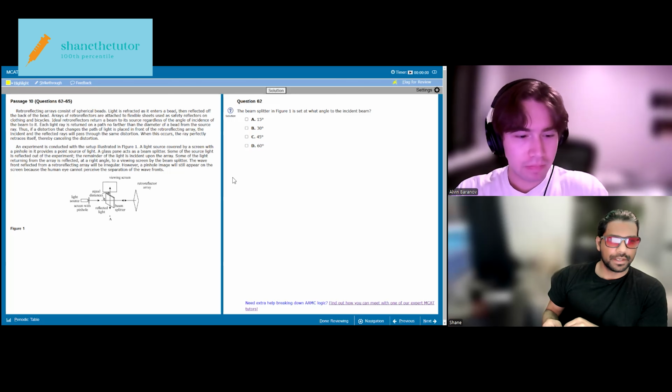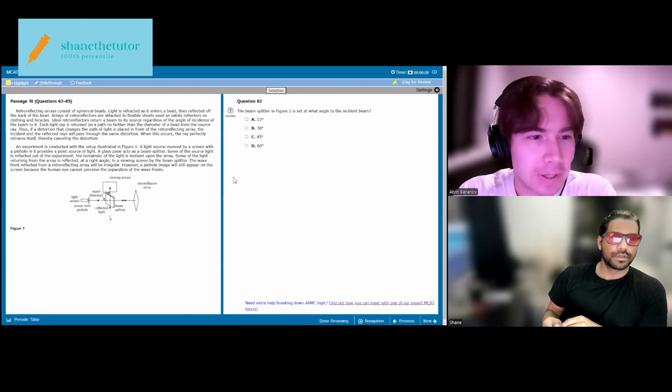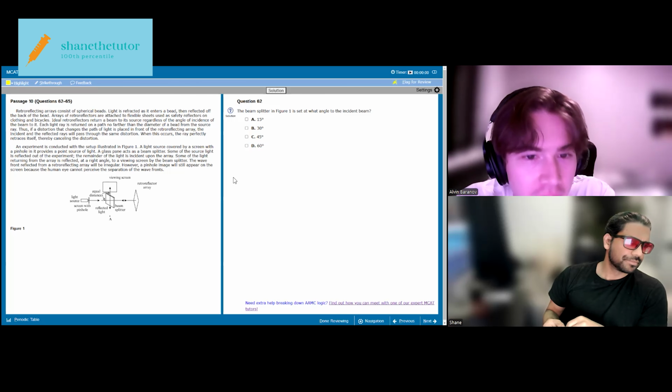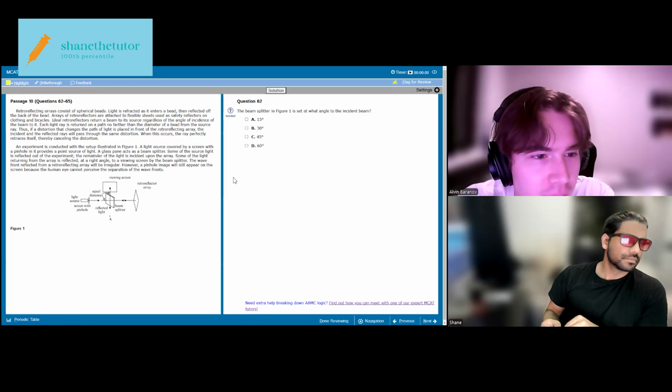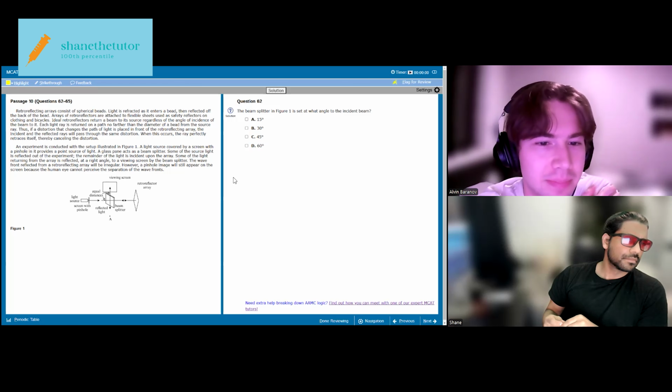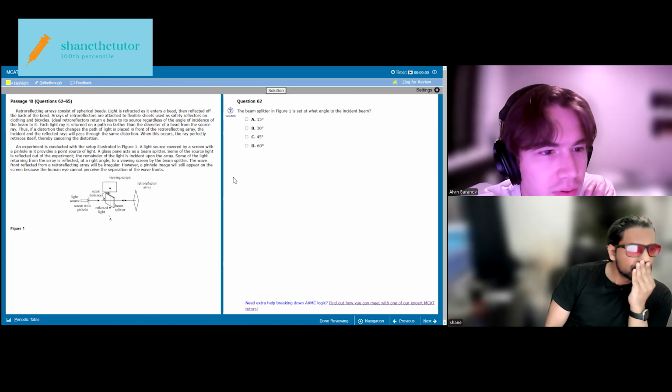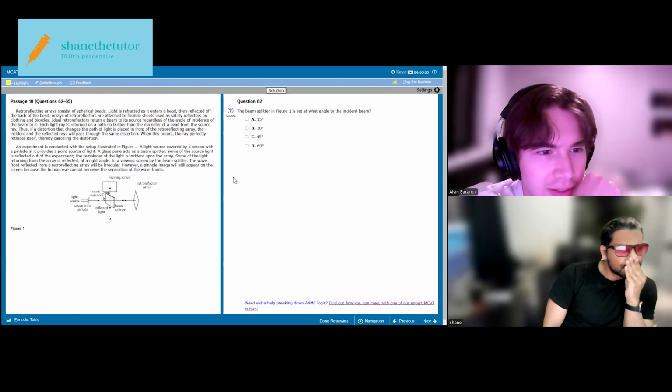It's okay. Continue. An experiment is conducted with the setup illustrated in Figure 1. A light source covered by a screen with a pinhole provides a point source of light. A glass pane acts as a beam splitter. Some of the source light is reflected out of the experiment.